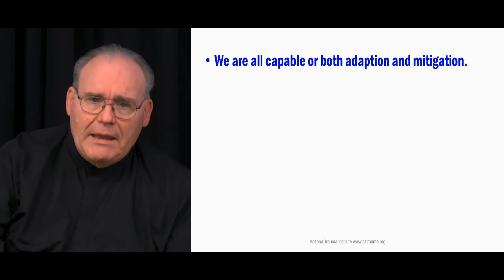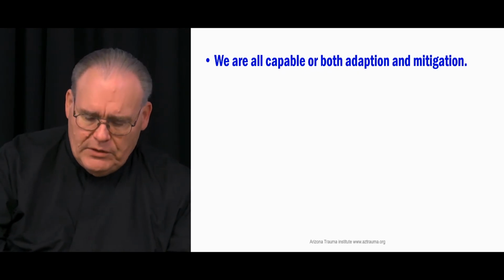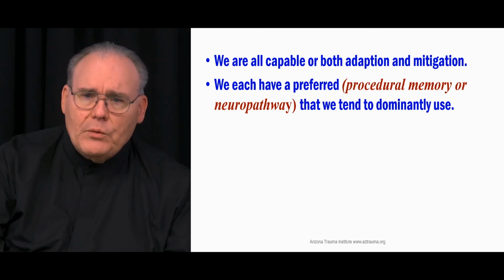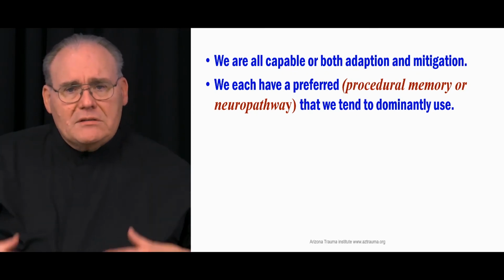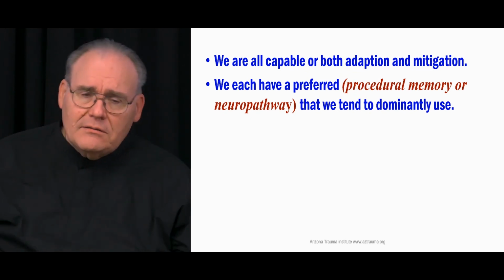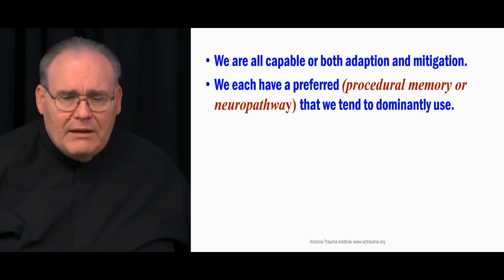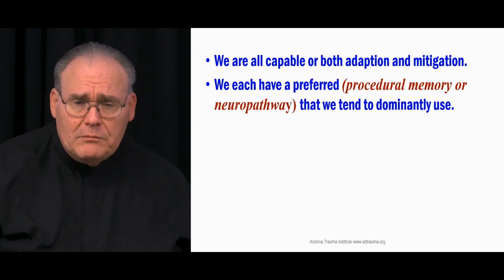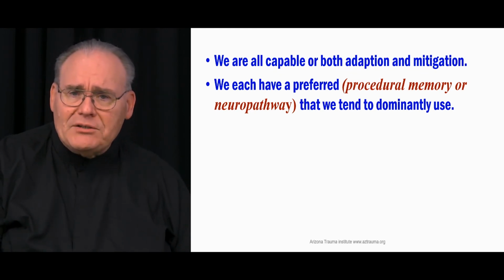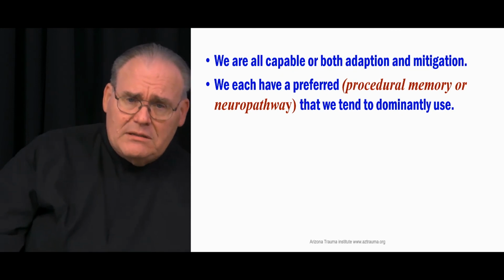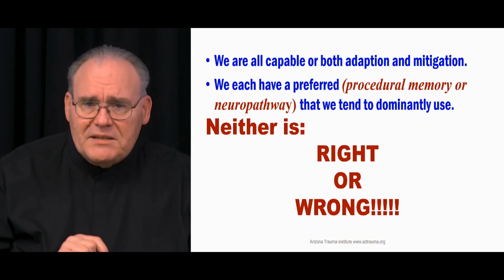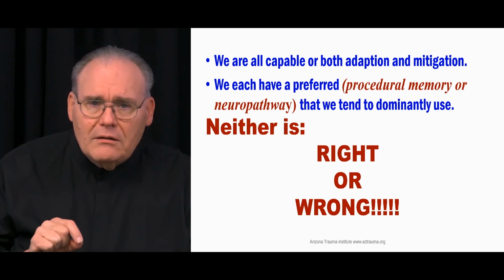So we are all capable of both adaptation and mitigation. We've talked about that before. We each have a preferred procedural memory or neural pathway that we tend to use dominantly. In other words, in my case, I tend to be a mitigator first, and I really have to be intentional. I really have to be deliberate in order to take intentional action or be assertive, and that's based on my learning history. Neither is right or wrong. Let me say that again. Neither is right or wrong.